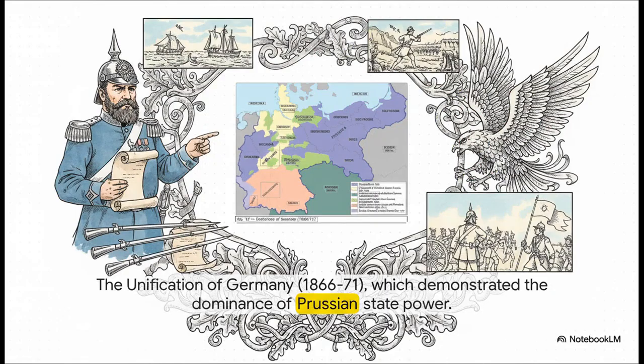And this map shows you his strategy in action. Bismarck, using Prussia's incredibly powerful army, launched 3 short, decisive wars. You can see how Prussia, that big blue area, just methodically expands. It absorbs some states, makes alliances with others, and piece by piece builds a unified Germany completely under its control.